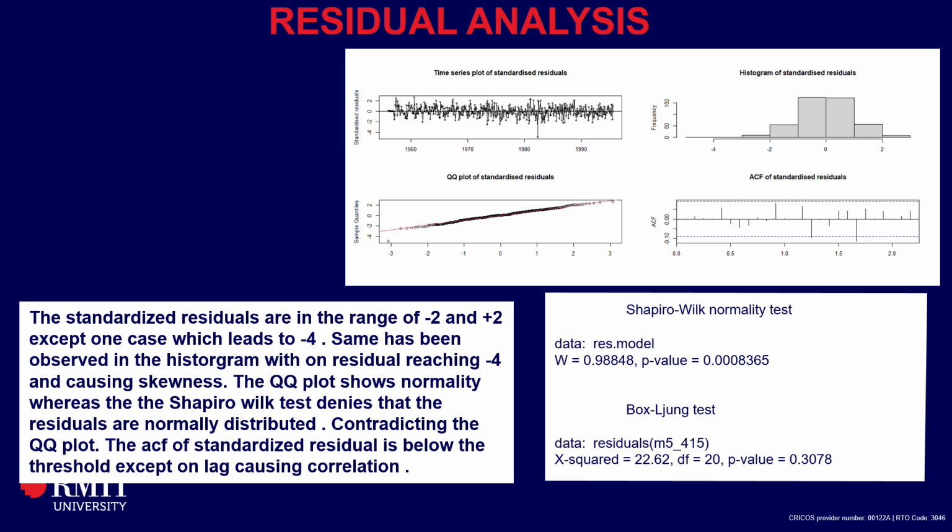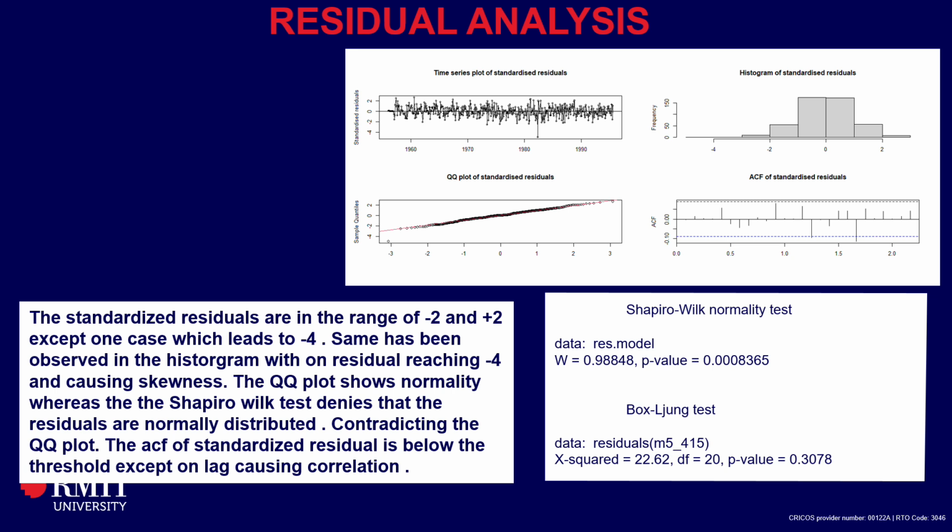In the residual analysis of the finally decided model, that is the SARIMA 415, we can observe that the standardized residuals were in the range of -2 and 2, except one point that was reaching up to -4, and this could cause skewness in the data and cause the residuals to be not normally distributed. Similarly, that was observed in the histogram, where most of the data was in the range of -2 and 2, with a skewness due to one point on the side of -4.